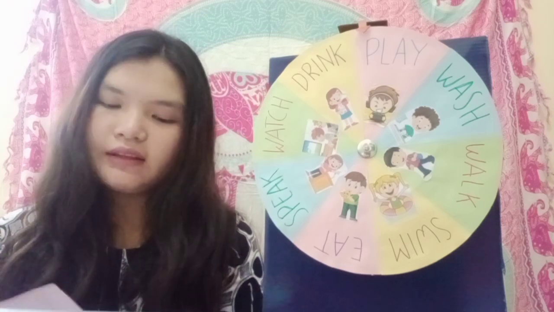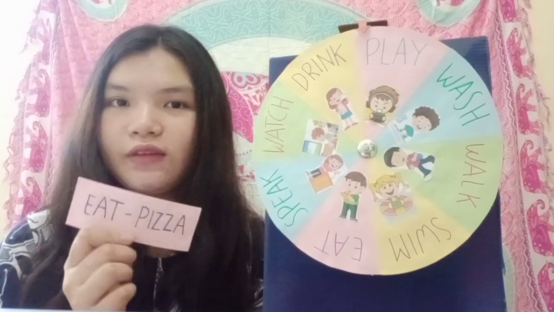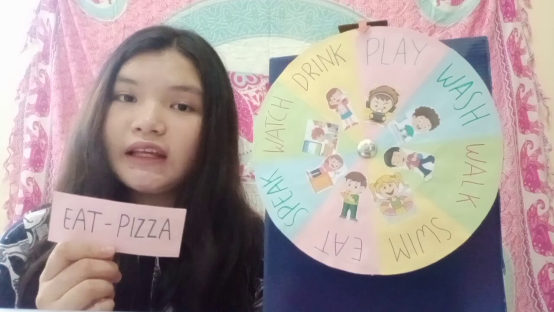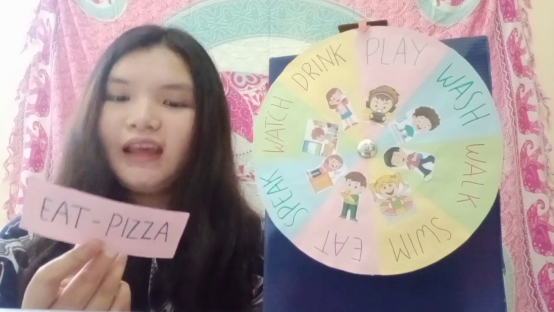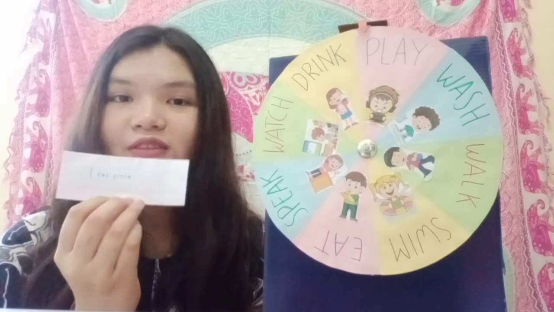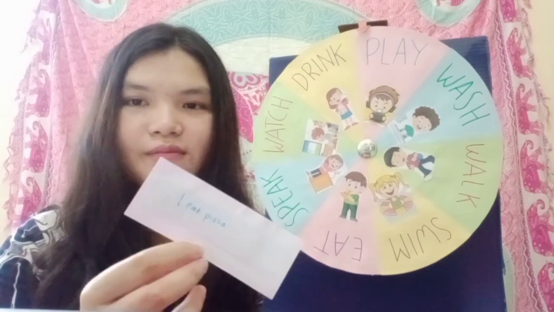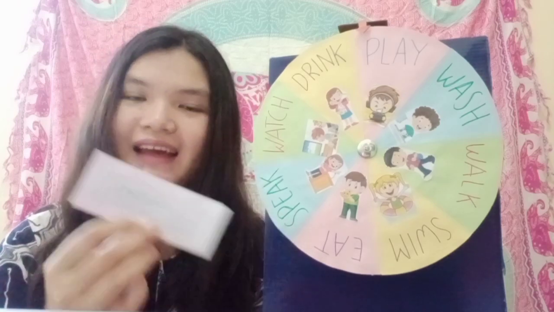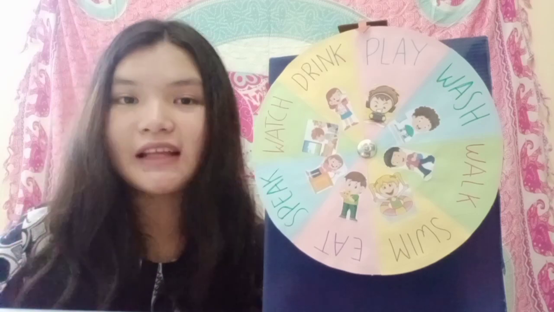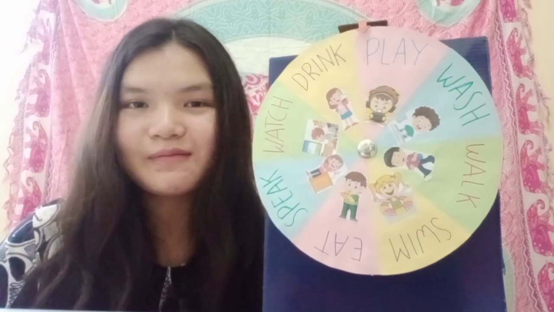After that, they have to make a sentence using the verb and noun provided. Example, like this, eat and pizza. And if they have difficulty in making the sentence, there is a sentence behind the flashcard to help them. For example, like this, I eat pizza, and they won't face any difficulties in making the sentence.